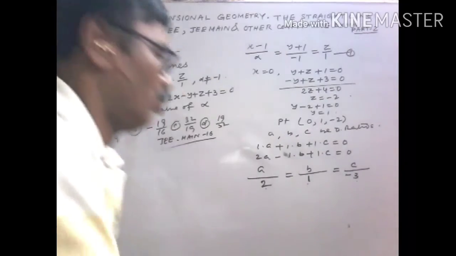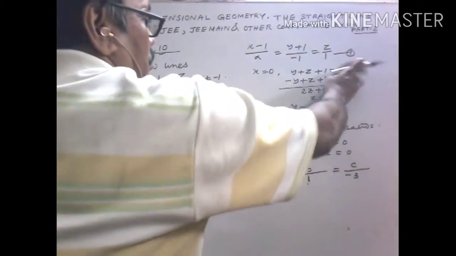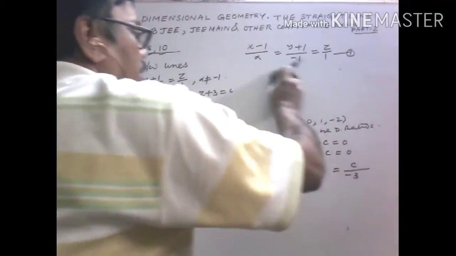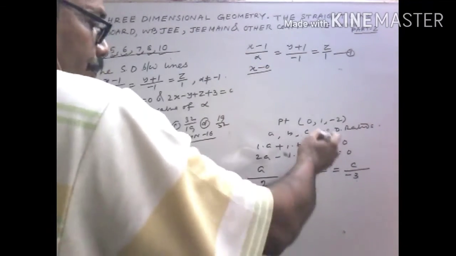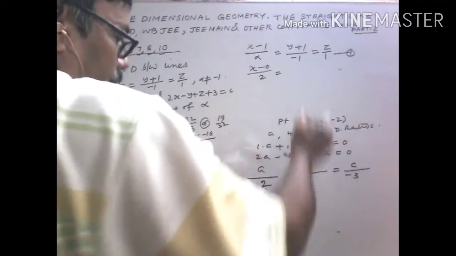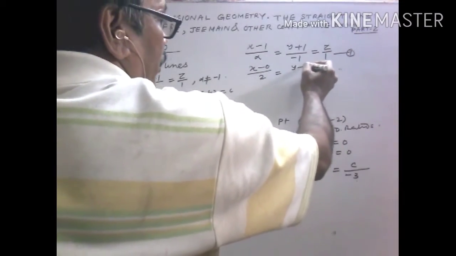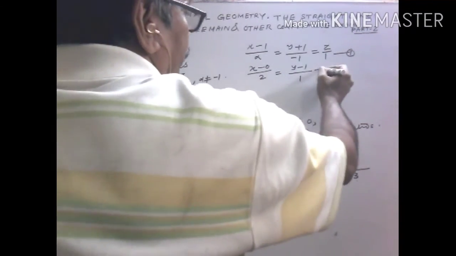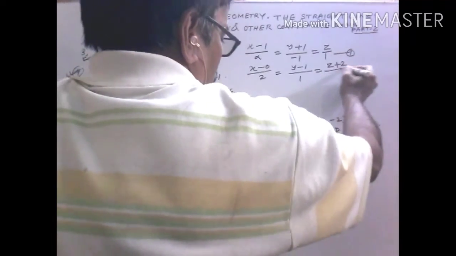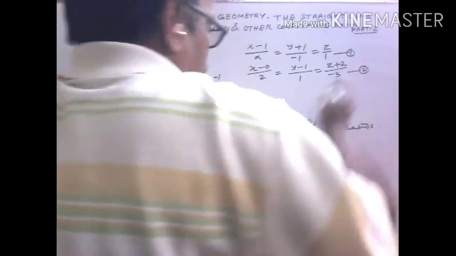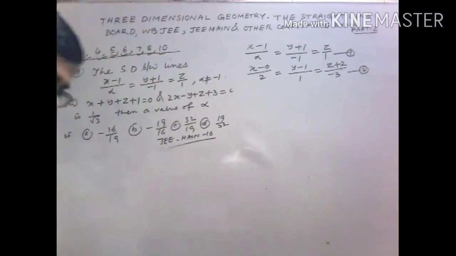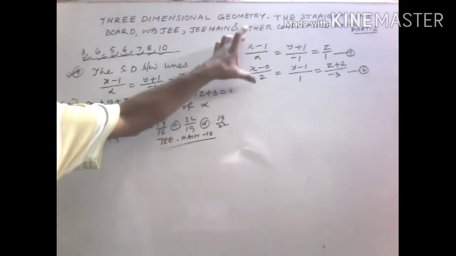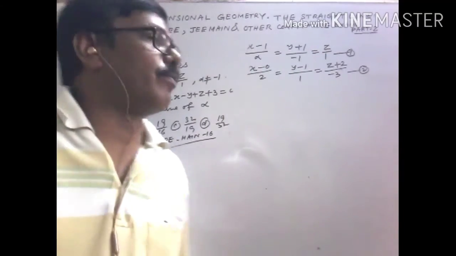So the line passes through 0, 1, minus 2. We can write the equation of the line in symmetric form: (x minus 0)/2 = (y minus 1)/1 = (z plus 2)/(minus 3). This is line 2. So now it is simple. They are in standard form.